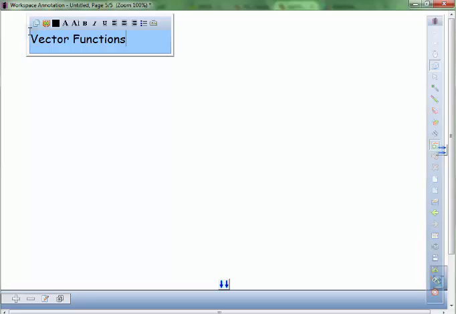So the weird thing about this, and one of the things that I don't like about the way this book is set up, is that they introduce vector functions as if it was something totally new and amazing, but it's something that we've already been doing, and they just didn't call it vector functions.